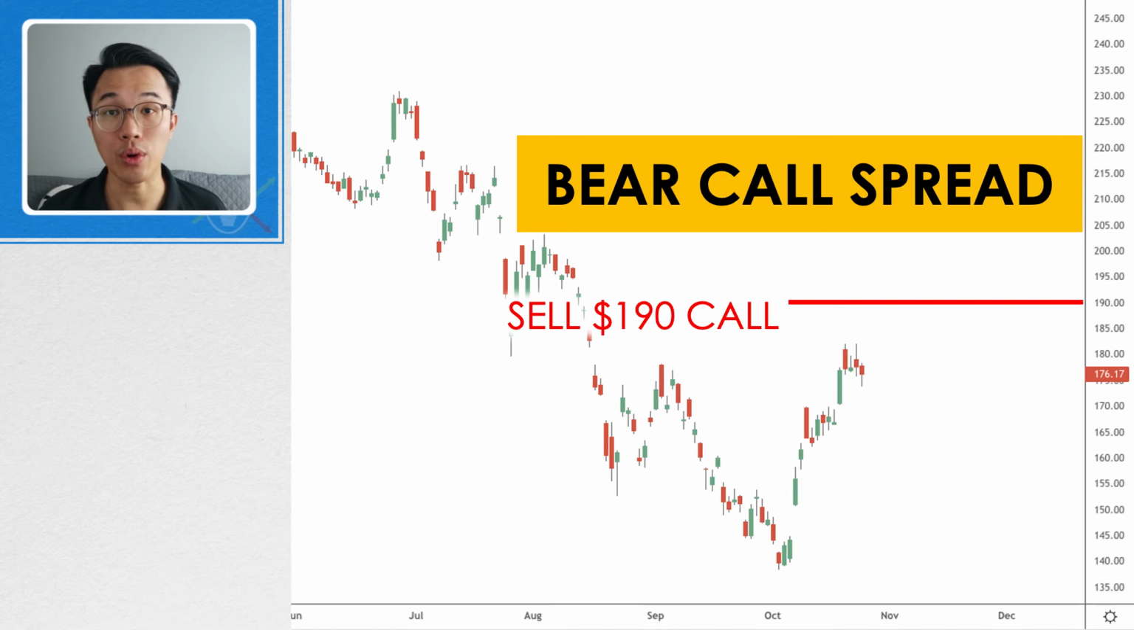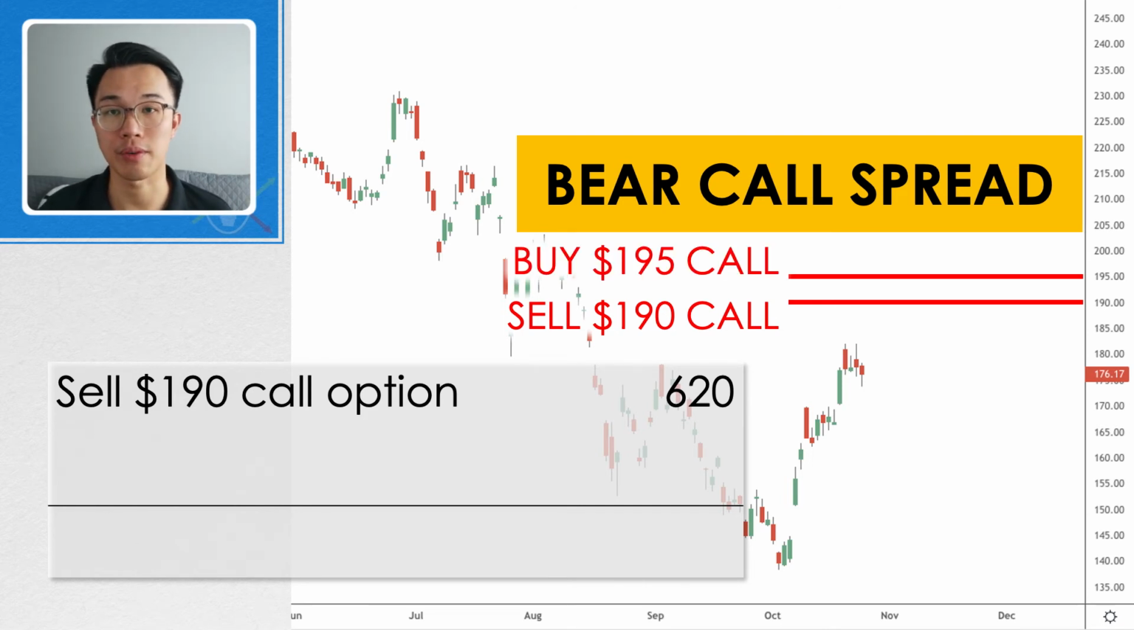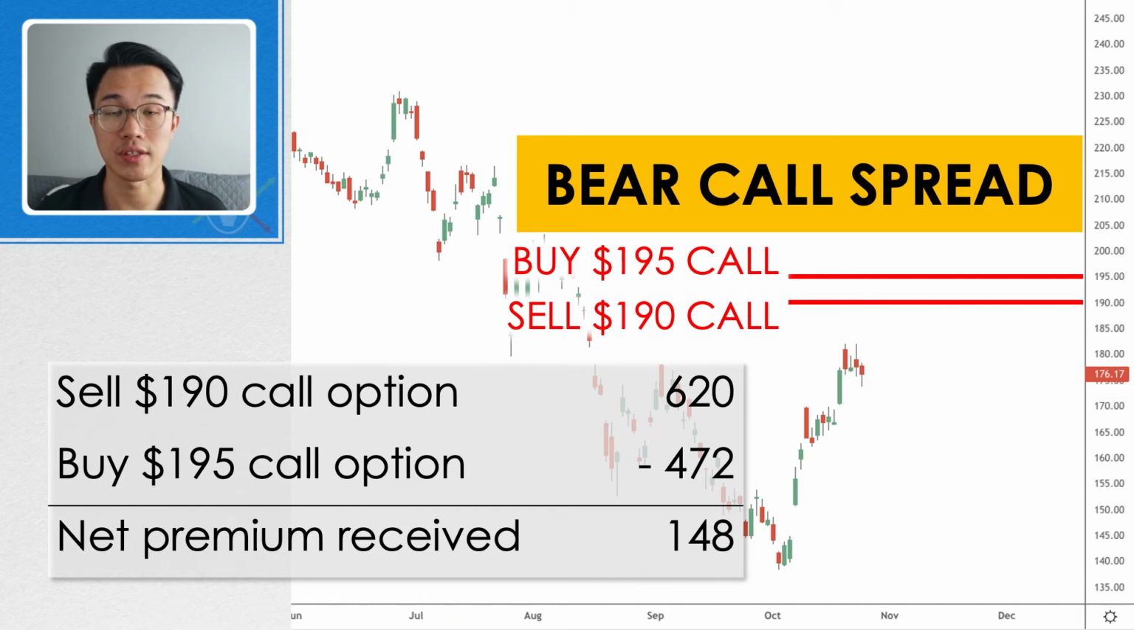I'll be selling an out of the money call option with a strike price of $190, 2 months to expiration, and for this I'll collect a premium of $620. For protection, I'll be buying a further out of the money call option with a strike price of $195, also 2 months to expiration. For this call option, I will pay a premium of $470. So my net proceeds from these two option positions is $148. And just like the previous example, this $148 proceeds that I receive is my money to keep regardless of how the trade plays out.